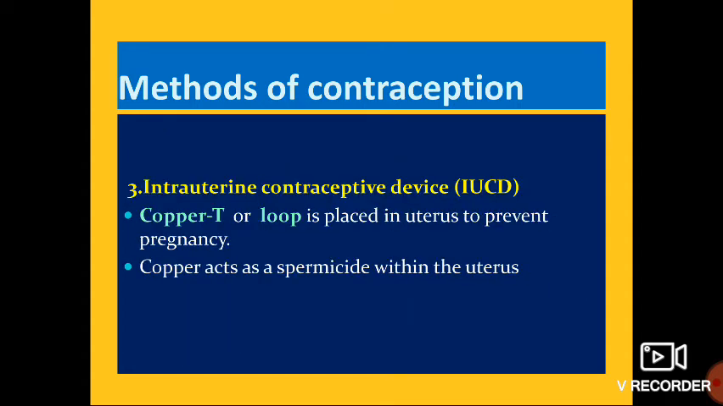Third method of contraception is the intrauterine contraceptive device or IUCD. For example, copper T or loop that is placed in the uterus to prevent pregnancy. From copper T, copper ions are released and these copper ions act as a spermicide within the uterus. Spermicide means these copper ions kill the sperms inside the uterus. Thereby the fertilization will not happen.